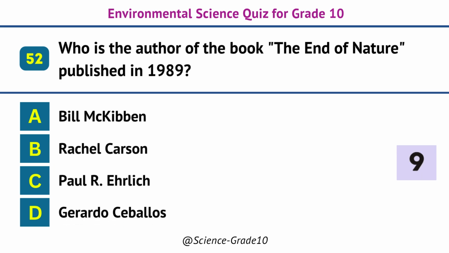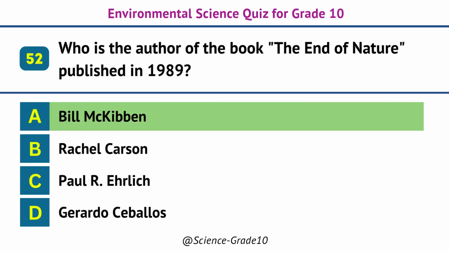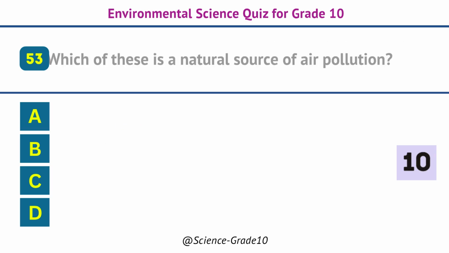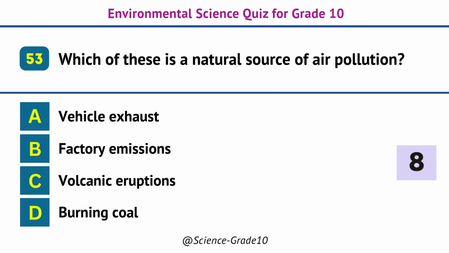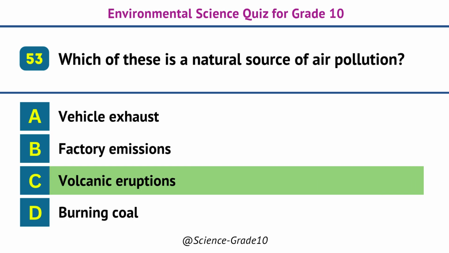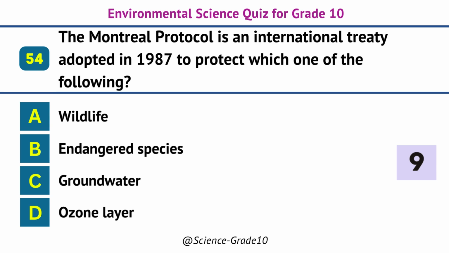Who is the author of the book The End of Nature, published in 1989? Bill McKibben. Which of these is a natural source of air pollution? Volcanic eruptions. The Montreal Protocol is an international treaty adopted in 1987 to protect which one of the following? Ozone layer.